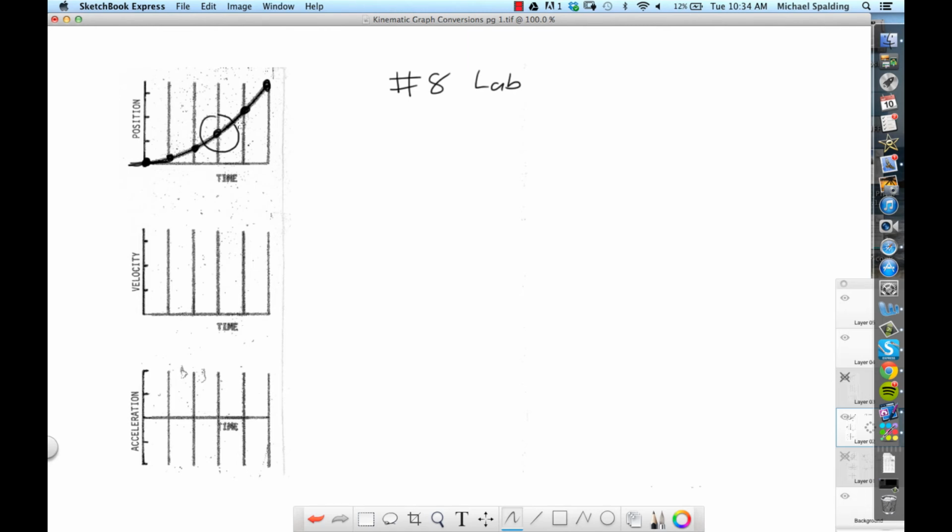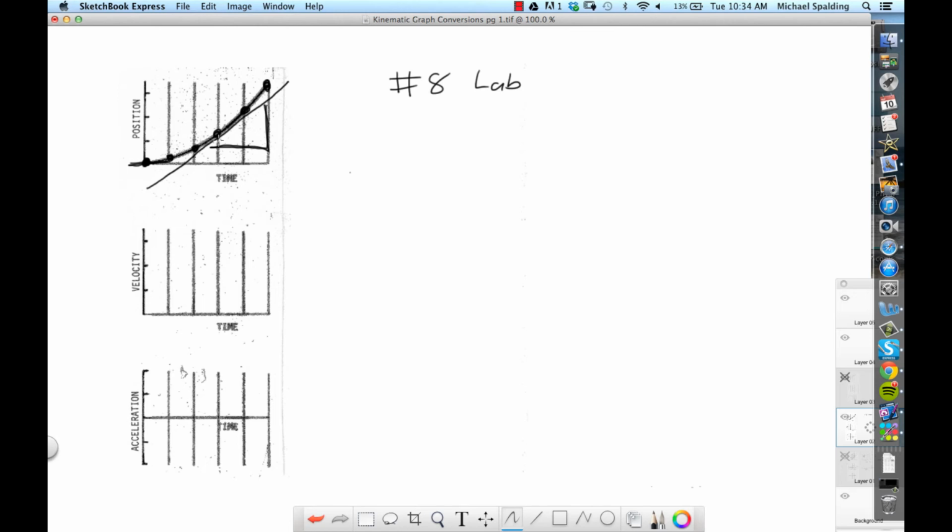You draw a tangent line. So first, you go like this. Using a ruler, I'm not going to use a ruler here because I can't. But using a ruler, as best you can, you draw in a tangent line at that point. Okay? If you take the slope of that tangent line, that's going to give you the velocity at that point.